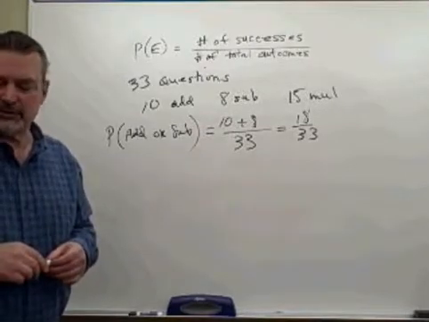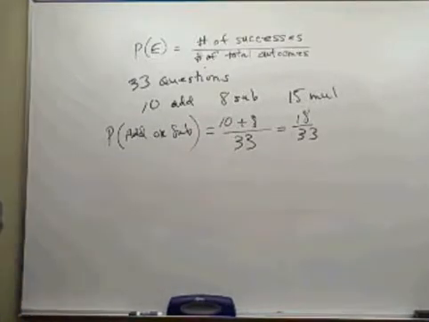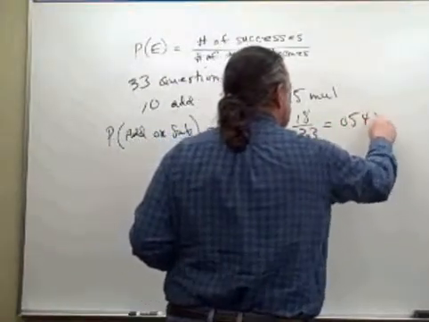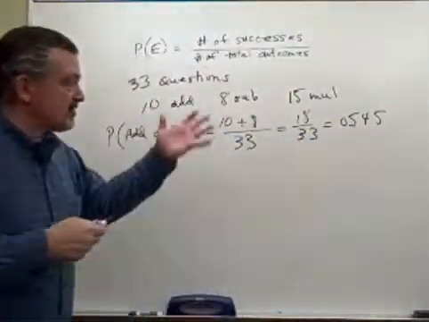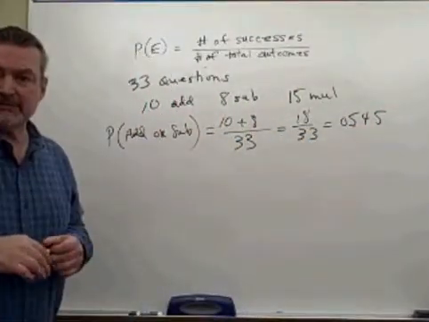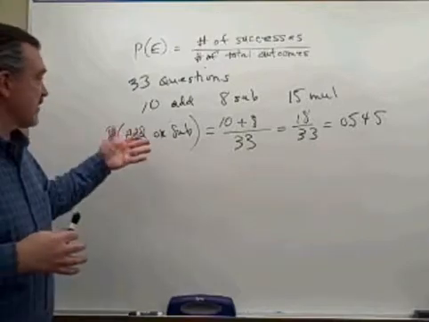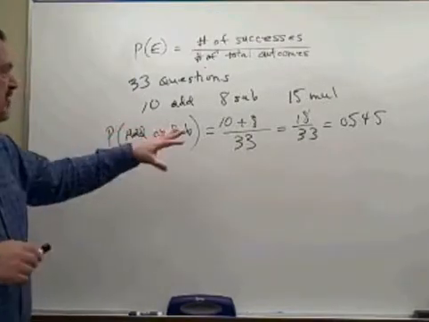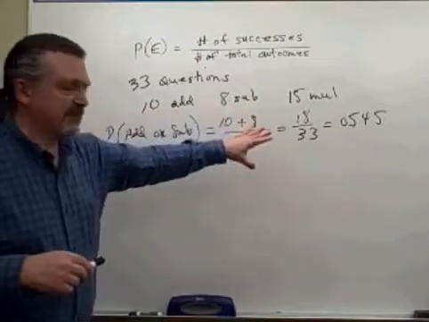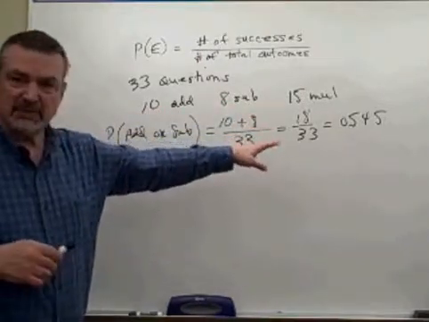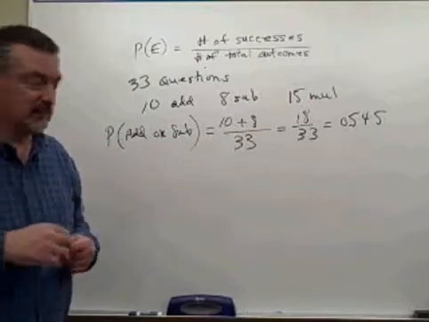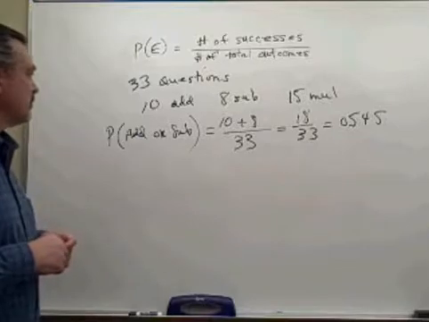Would be 18 out of 33, which gives us roughly 0.545. Or almost 54.5% of the time we would expect to get an addition or a subtraction problem. And that makes sense, doesn't it? That's a little over half the number of problems we have. So wouldn't you expect a little over half the time that you'd get one or the other of those problems with your selection by the computer?